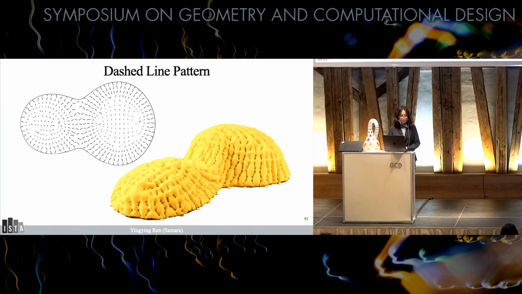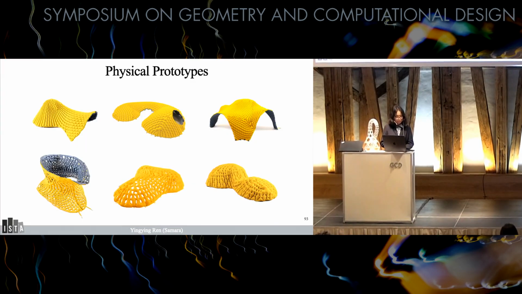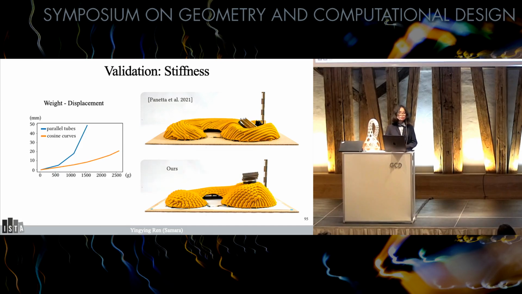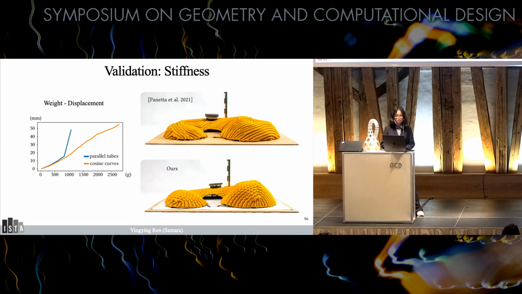We also have other prototypes using the dashed line pattern. For this project, in the end, we fabricated 6 prototypes using 3 different types of patterns, and we again scanned all of these physical models to compare with the target shape to validate the shape approximation objective. But additionally, we also want to validate that different fusing patterns will produce different structural behaviors. We conducted a series of load tests to measure the deviation of the structure from its target states. And we see that in both cases, the structure optimized with the cosine curve pattern performs better.